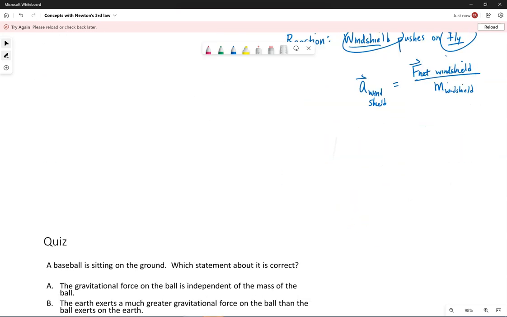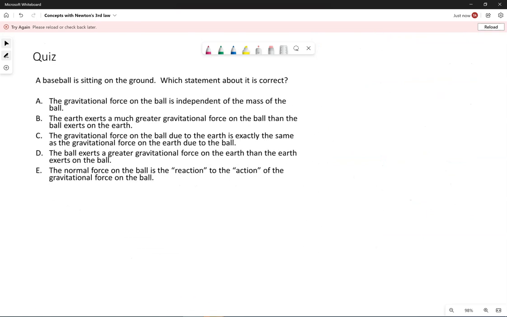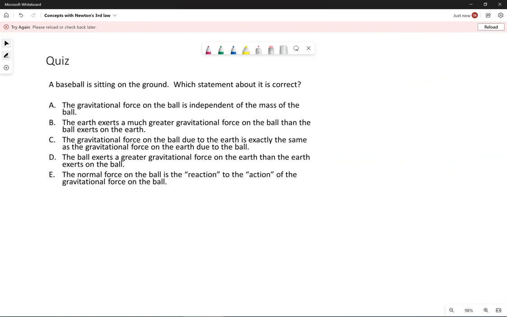Let's look at one other question for this quiz. Pause the video, answer. All right, we have this baseball on the ground. We totally know the baseball has a force of gravity acting on it. We have a normal force acting on it. We need to pick the correct statement.